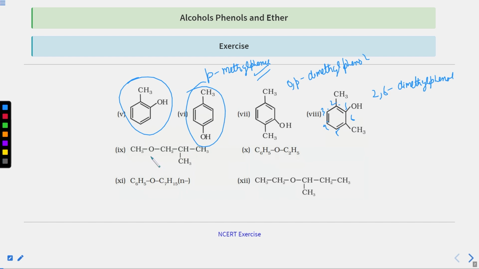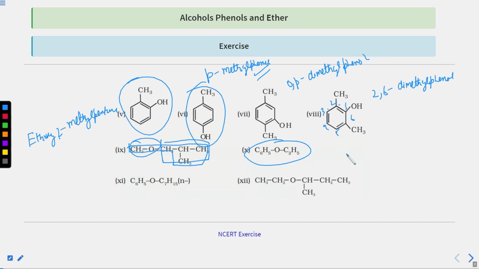After this, what we have? What will be the name of this? So this is ethoxy. Ethoxy, and the chain is 5 carbons, so pentane. This part you will name as 2-methylpentane. So ethoxy 2-methylpentane.